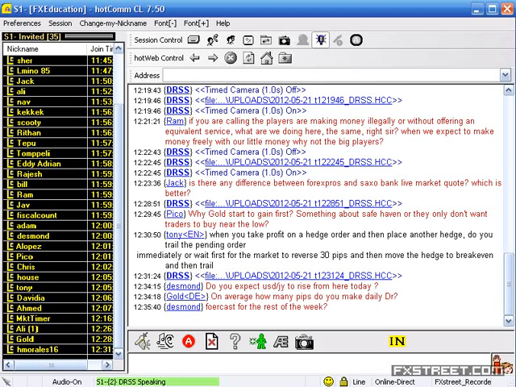Then Jack asks: is there any difference between Forex Pros and the Saxo Bank live market web page? Both are equally the same.